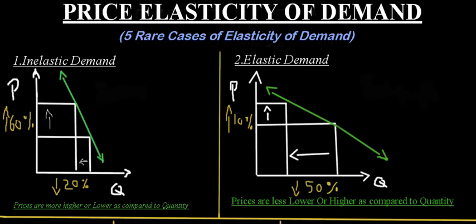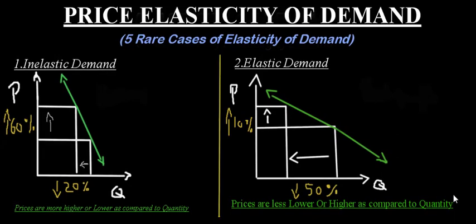Such goods tend to have few substitutes and are considered necessities of life. For example, petrol. Those with a car will need to buy petrol to get to work. If the price of petrol increases or decreases, it will hardly affect the number of customers. So the inelastic demand is always less than 1.